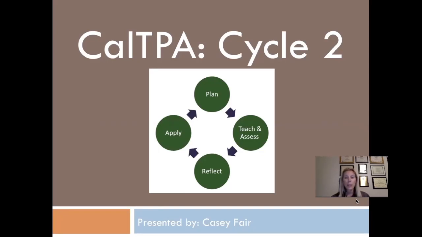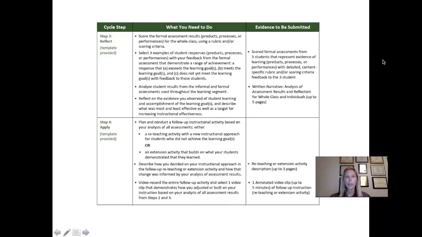Today we will be discussing Step 3 and Step 4 from Cycle 2, and those steps are the Reflect and Apply steps for Cycle 2. Let's take a look at the overview document.